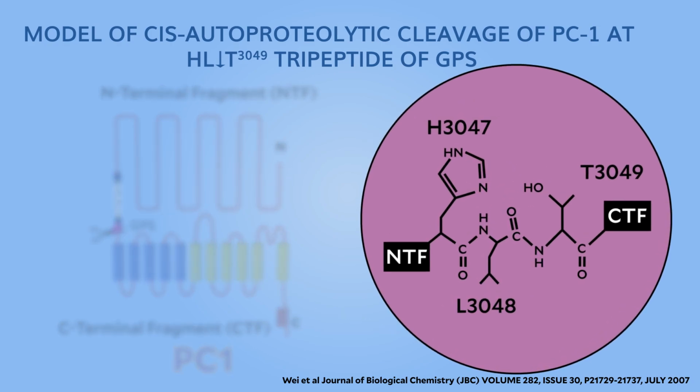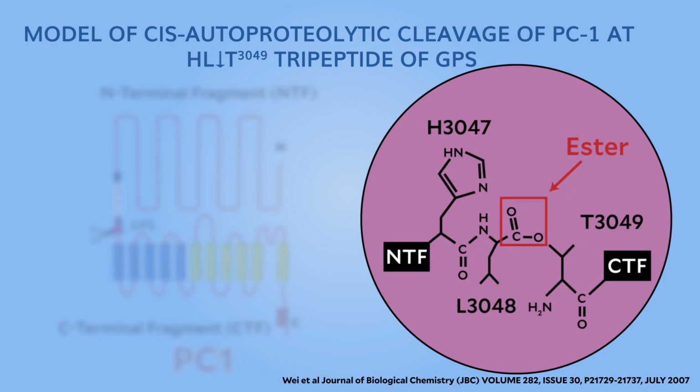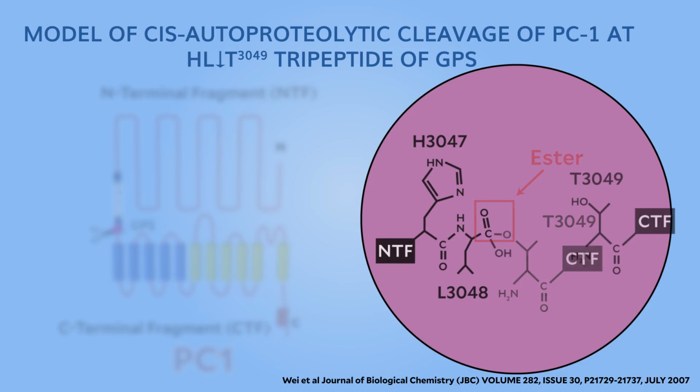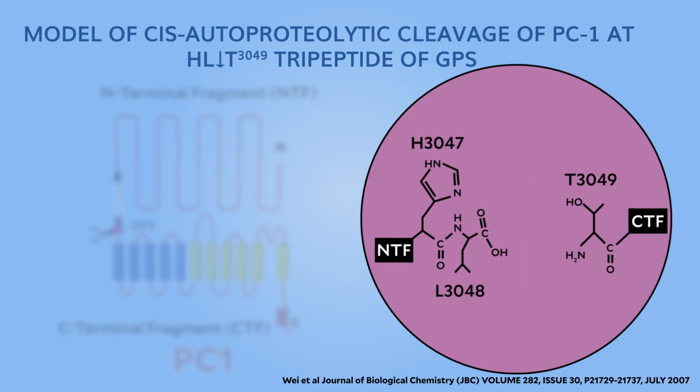protein synthesis. The threonine residue of the HLT tripeptide initiates a nucleophilic attack. This results in the formation of a tetrahedral intermediate. This then undergoes an N-O acyl shift, which converts the peptide or amide bond to a more reactive ester intermediate. Hydrolysis of the ester bond leads to polycystin-1 cleavage, generating NTF and CTF fragments. The details of this cleavage are complex and are discussed more in the reference below.